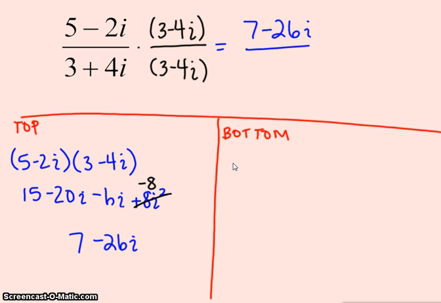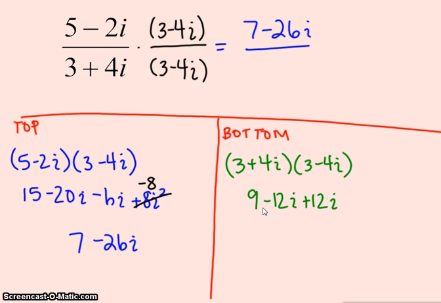Alright, now we know if we did this correctly, the bottom should result in just a real number. No imaginaries, no nothing. So 3 times 3 is 9. 3 times negative 4i is negative 12i. 4i times 3 is positive 12i. I'm already noticing these are going to cancel each other out because they result in 0. So I'm on the right track.